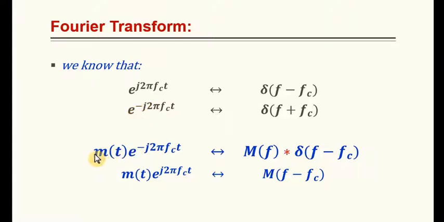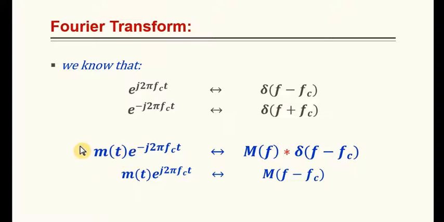Also, we know from the Fourier transform table, or the properties of the Fourier transform, that if any signal is multiplied by a complex exponential signal, then the multiplication in the time domain will become a convolution in the frequency domain. So m(t), as we showed in the previous amplitude modulation, when we take the Fourier transform for m(t), will become capital M(f). This is just the representation of the signal.